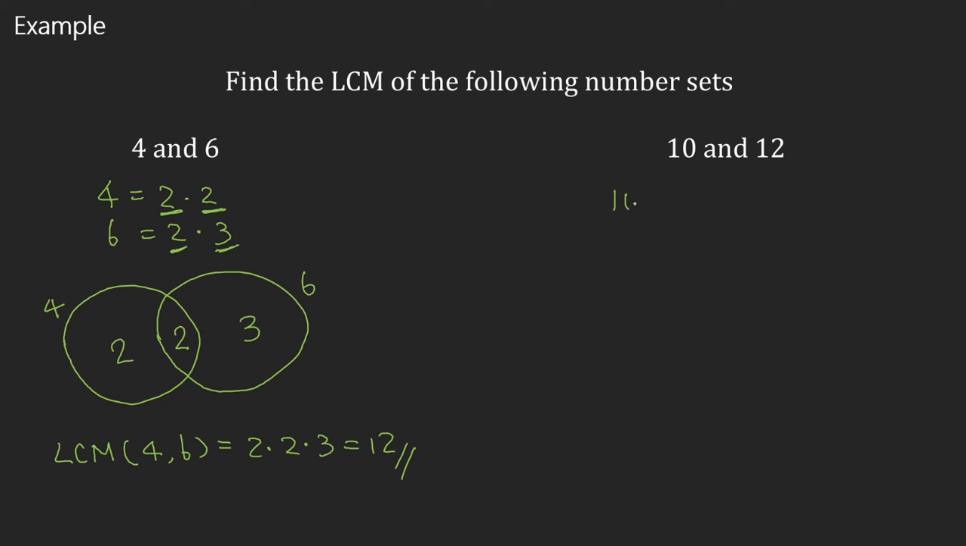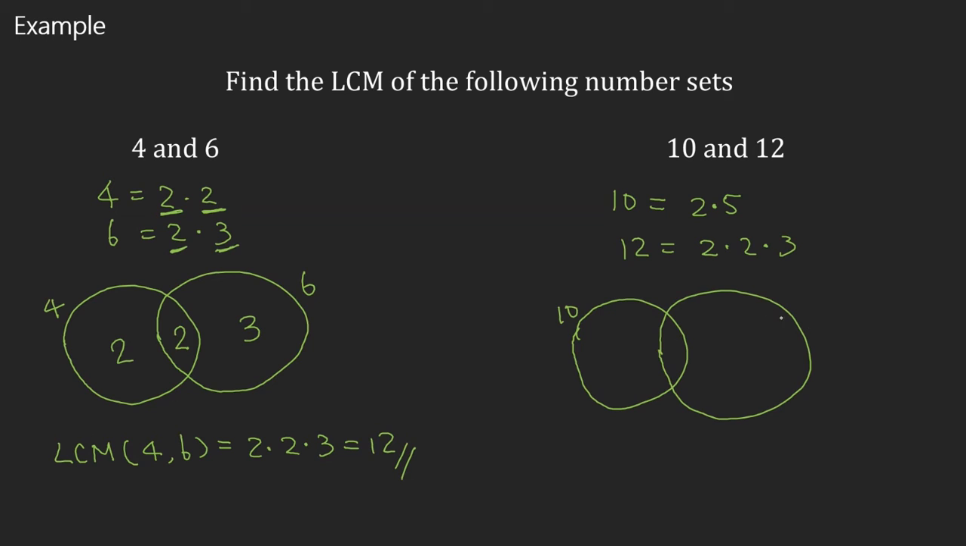The prime factors for 10 are 2 and 5. And for 12, that equals 2 and 2 and 3. So we're going to use another two circles, one for number 10 that will group its prime factors, and another one for number 12 that will group its prime factors. So here, the common factor is 2. So this 2 will sit in the overlapping region of the two circles.